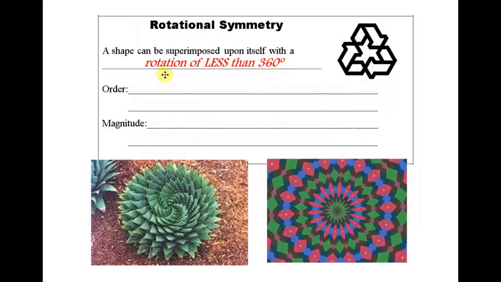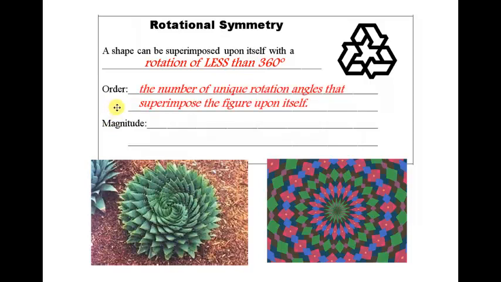Now, as we use rotational symmetry, we refer to two things about that rotation that helps us to understand that symmetry. The first one is order, and you'll want to get this down. Order is the number of unique rotation angles that superimpose the figure upon itself. Now, that is a really long way to say what we really mean, which is that how many different positions can you turn it into, and it still looks the same as it originally did. For this one, the order here would be 3, because I could turn this into 3 different positions, each time just bringing another piece up to the top, and it would still look like it did originally. So that's the order. We'll look at a couple examples in a minute.